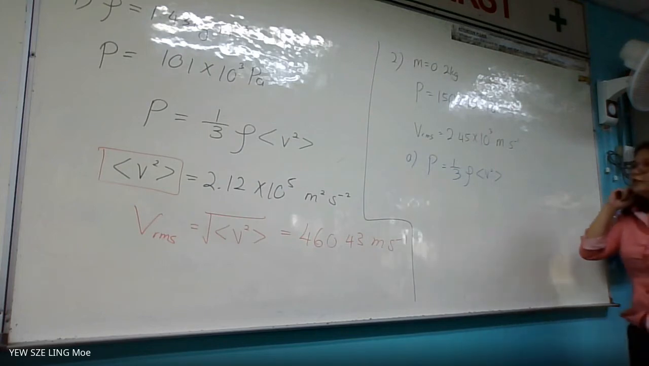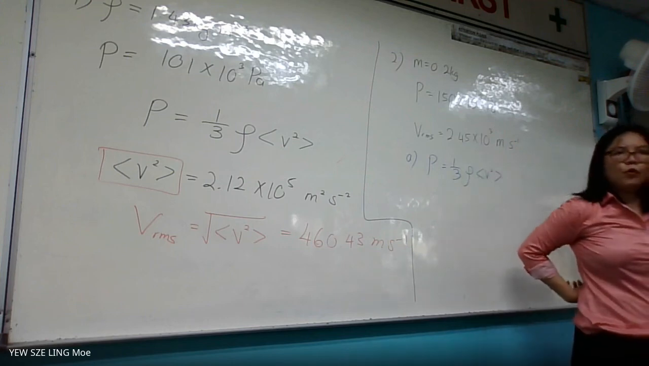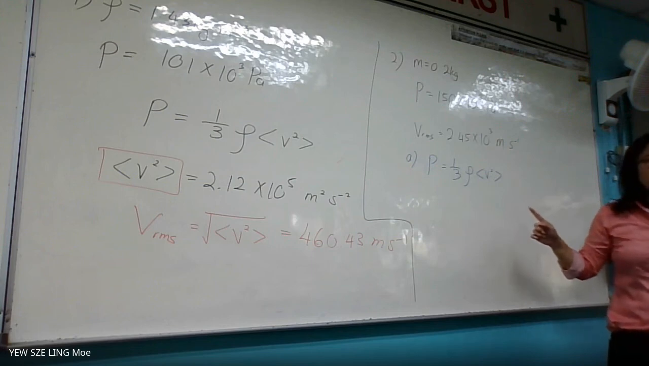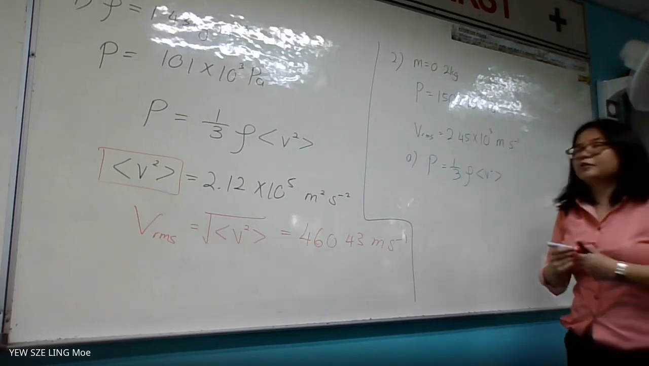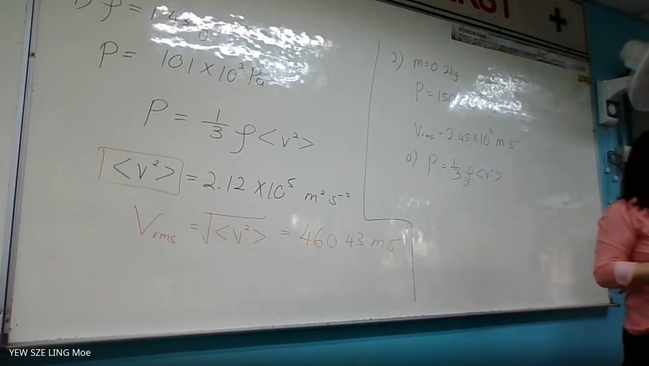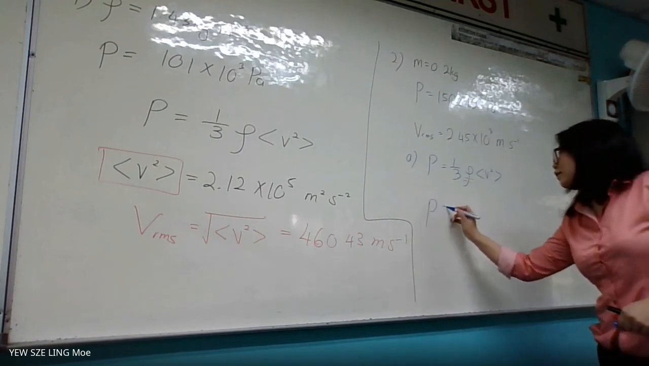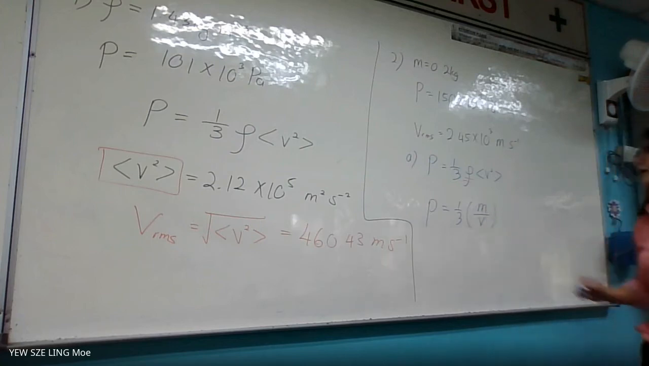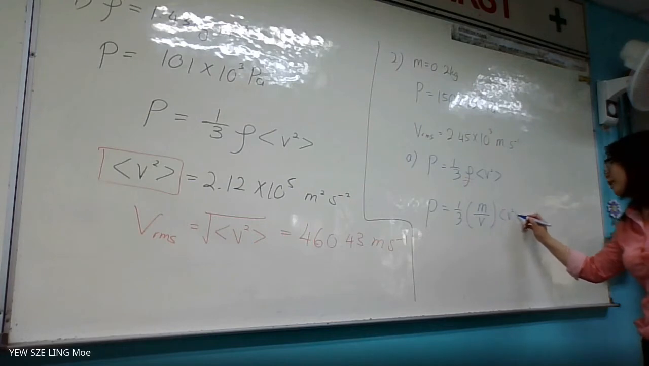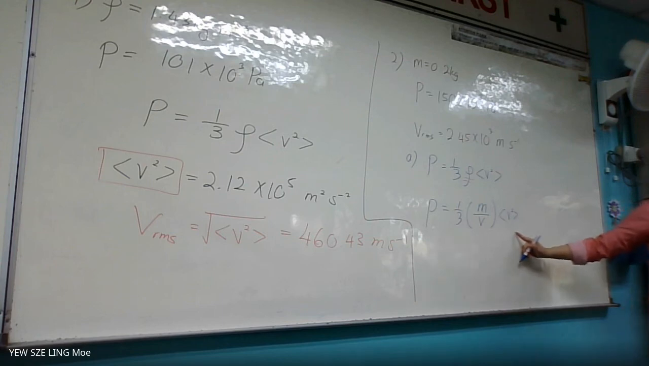Now, by looking at this equation, P equals 1 over 3 rho v squared, the question asks us to calculate volume, right? We don't have volume in this equation. But we have a term known as density, and we know density is equal to m over V. Therefore, this equation can be written as P equals 1 over 3 m over V, and then v squared. One more problem: I don't have v squared here, right?